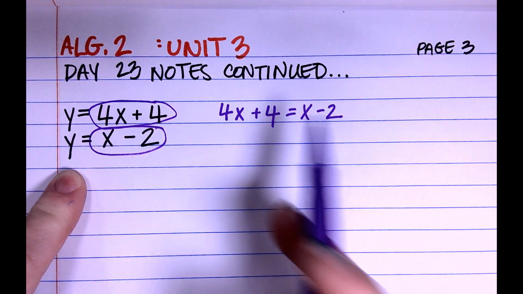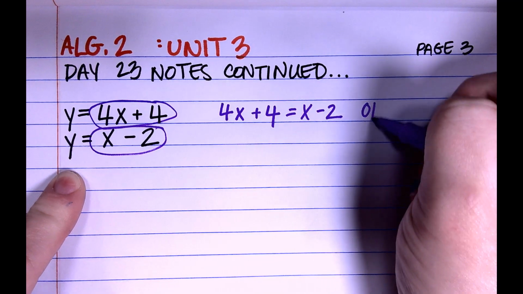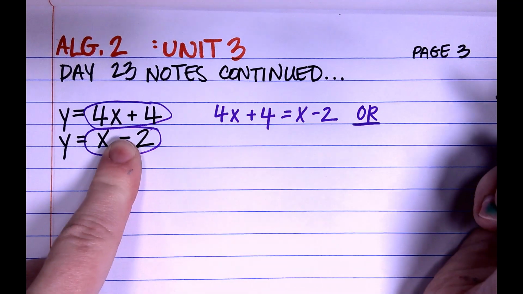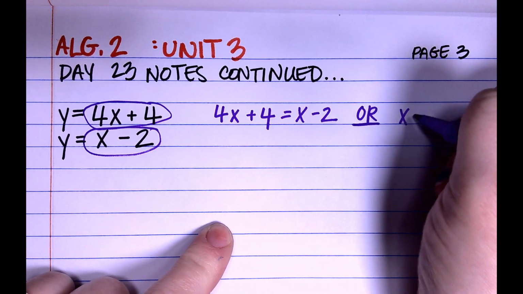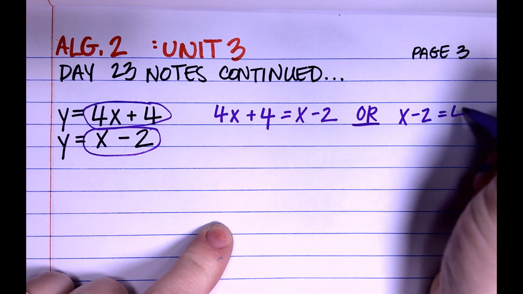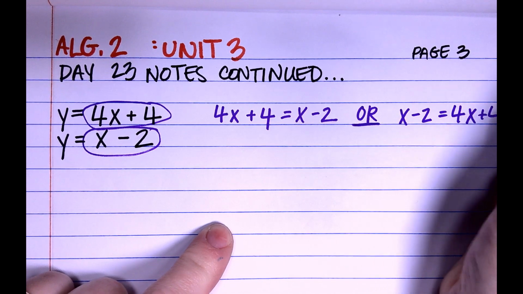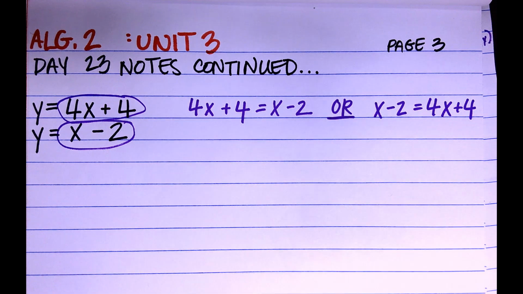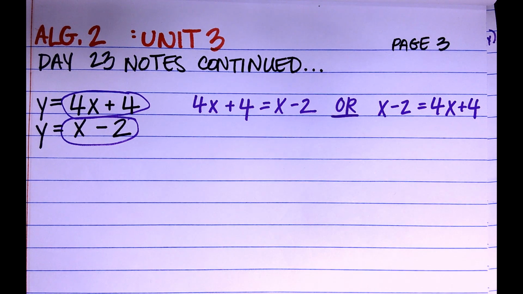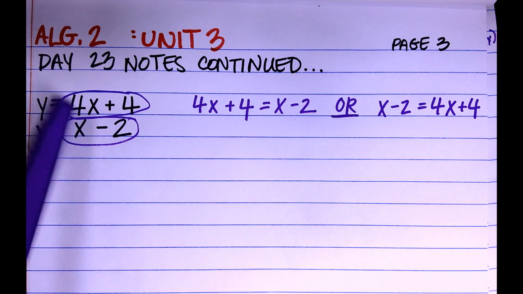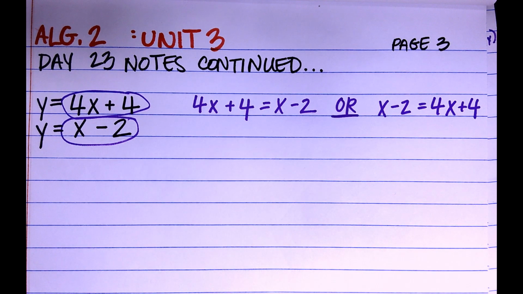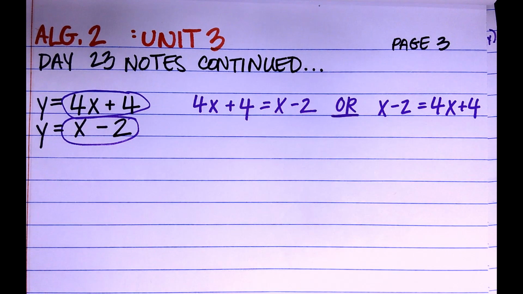I could do that. Or I can do x minus 2 equals 4x plus 4. It does not matter which side we write these on, as long as we're setting them equal to each other and keeping the signs consistent. I'm not changing anything to a positive or a negative. I'm just copying it down and setting them equal. Both of these will work.